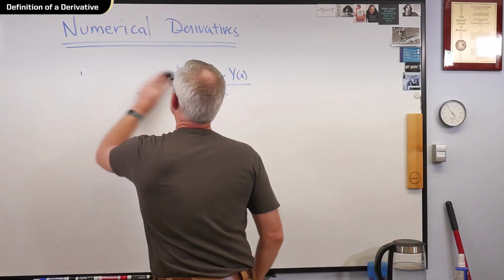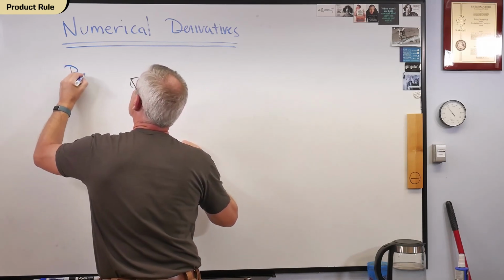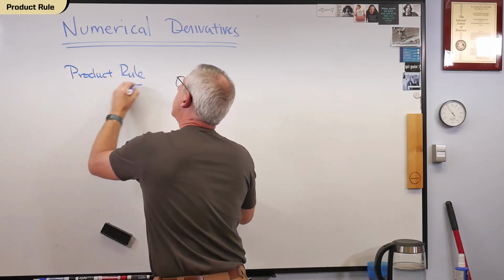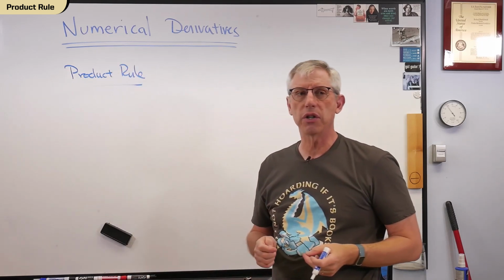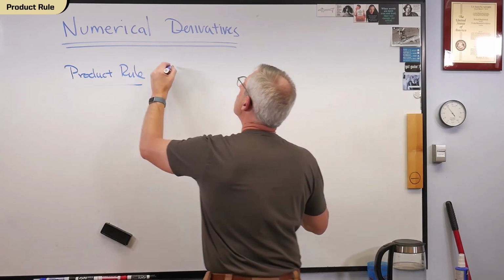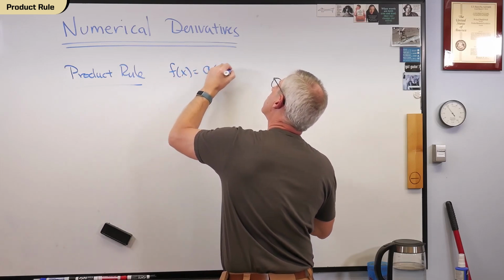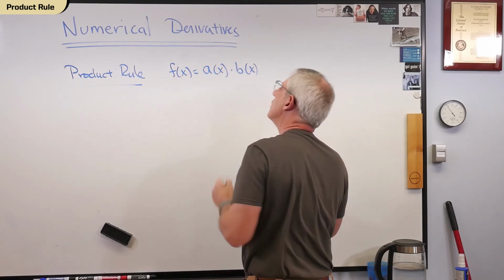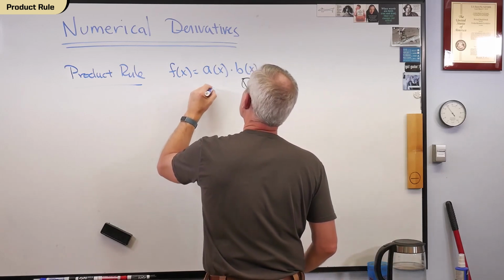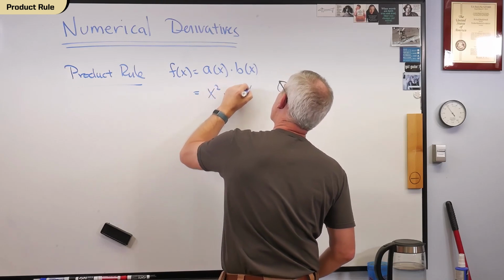So let me erase this. The first one is called the product rule. And all that means is what happens if you have a function that's just the product of two other functions. So a mathematician might say, well, f of x equals a of x times b of x. Here's an example. What if a of x is x squared and b of x is sine x?